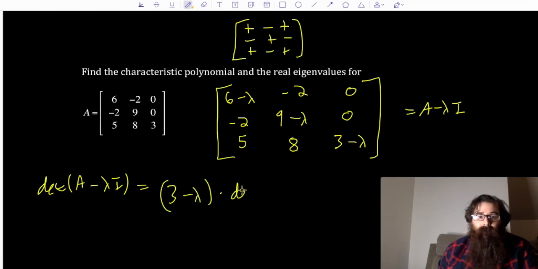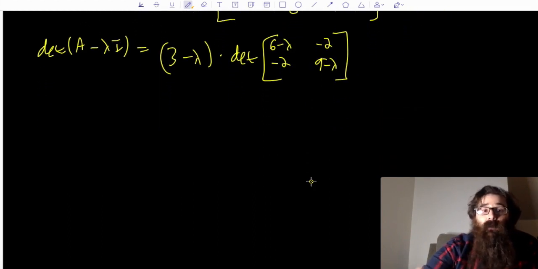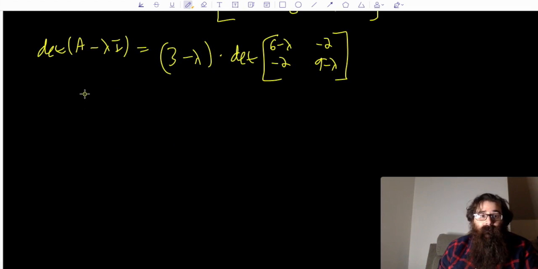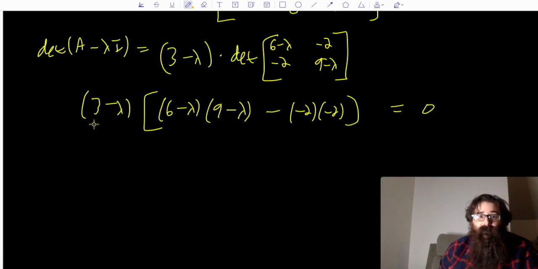And I'm going to multiply by the determinant of the 2 by 2 matrix that I get when I remove that entry's row and column. That leaves me with this upper 2 by 2 that isn't split. That's 6 minus lambda, -2, and then -2, and then 9 minus lambda. And I can compute this the rest of the way. Don't forget, though, I want to force this determinant equal to 0. But here I have 3 minus lambda times, and when I do this 2 by 2 determinant, I'm going to keep it in brackets because all of this stuff has to stay together. That's going to be 6 minus lambda times 9 minus lambda, minus -2 times -2. And all this stuff should be equal to 0.